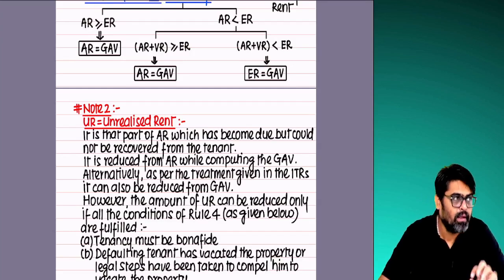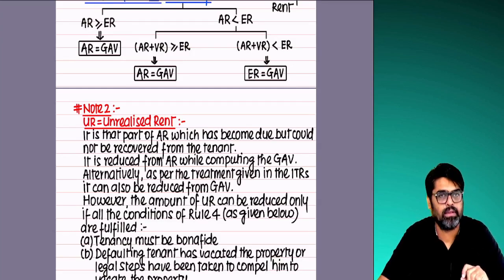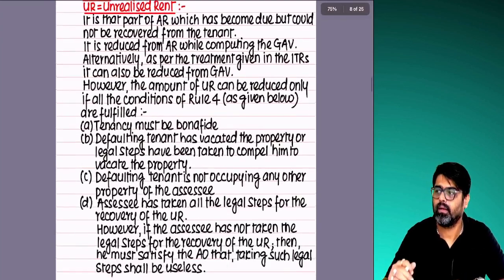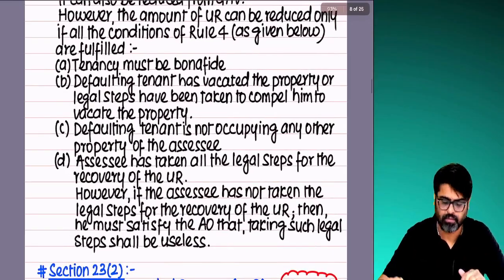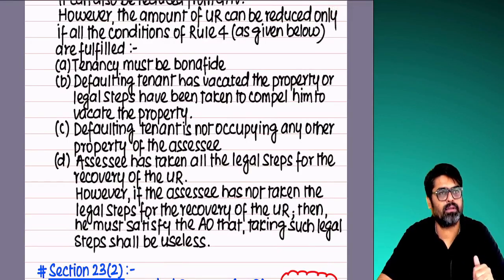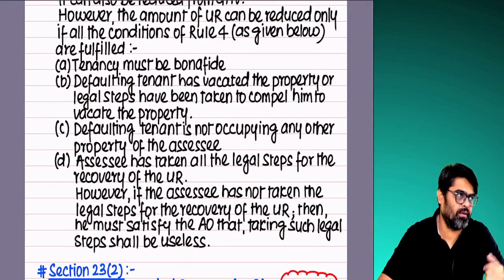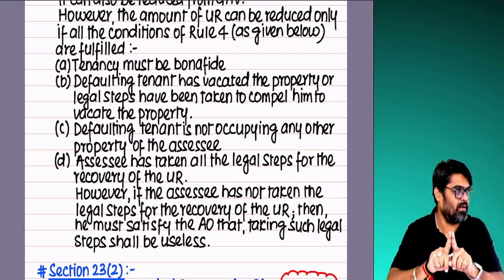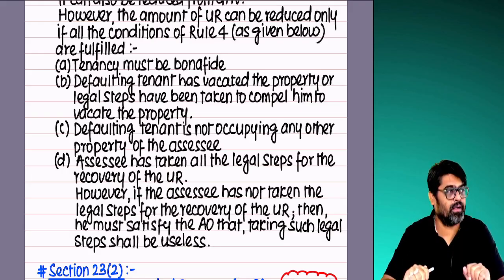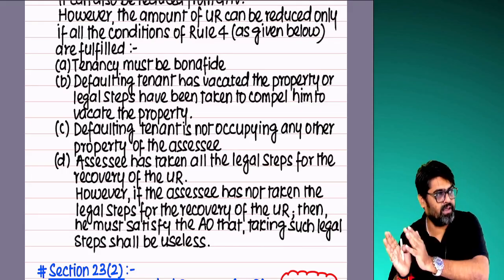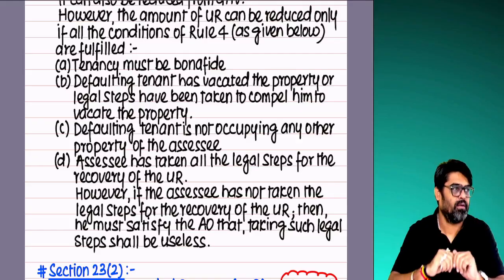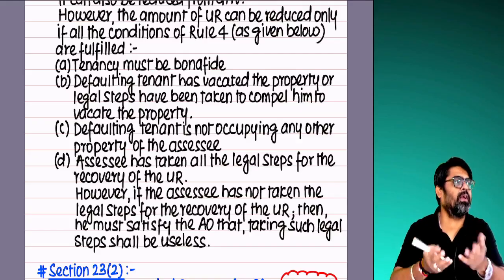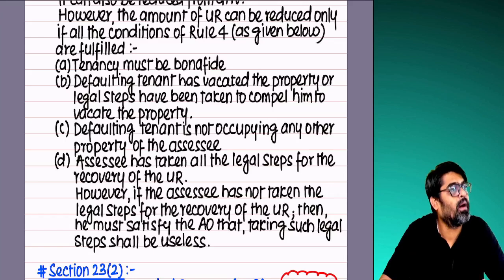Number 1, tenancy must be bona fide. What does it mean, sir? Genuine. How can it be said that tenancy is genuine, bona fide? There has to be a registered rent agreement between the assessee and his tenant, which can prove that the tenancy is genuine tenancy. Tenancy must be bona fide.